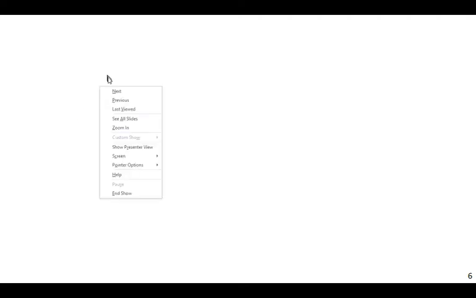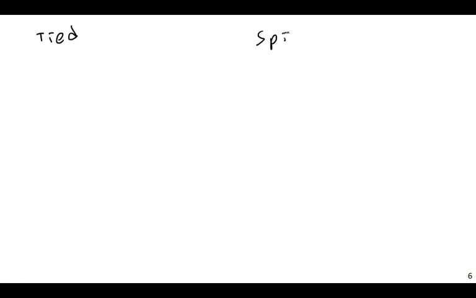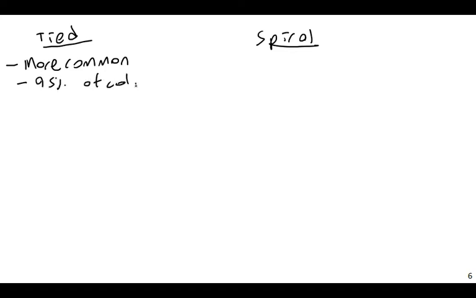So tied versus spiral. Let's discuss the benefits and drawbacks. Now, tied columns are in fact more common. They're approximately 95% of all columns constructed. Why would they be more common? Any idea? Why would spiral columns be less common? The continuous rebar. You just cut it once. Yes, you don't need that continuous rebar.